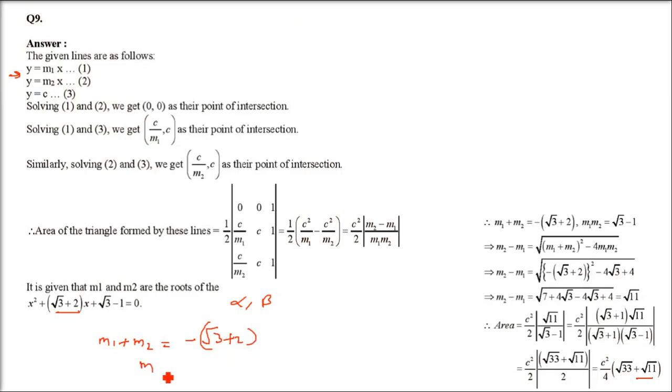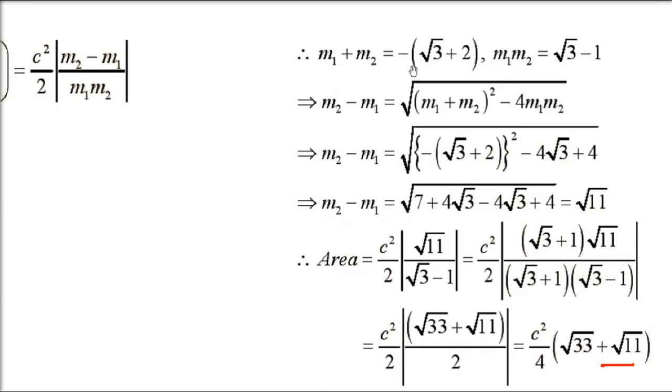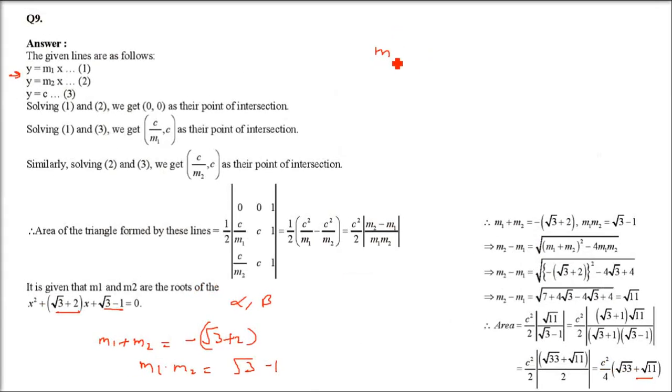So m1 into m2 is c by a. That is root 3 minus 1 by 1, so root 3 minus 1 it will be. So you have m1 plus m2 and m1 m2. We don't have m2 minus m1 now. The formula is m2 minus m1 whole square equals m1 plus m2 whole square minus 4 m1 m2. So what does it signify?